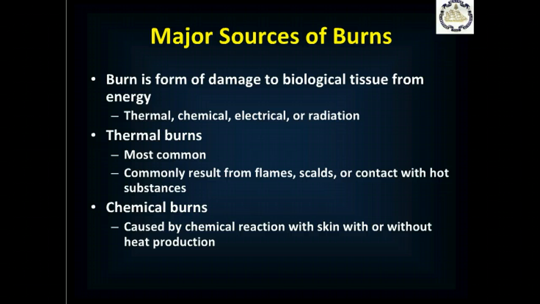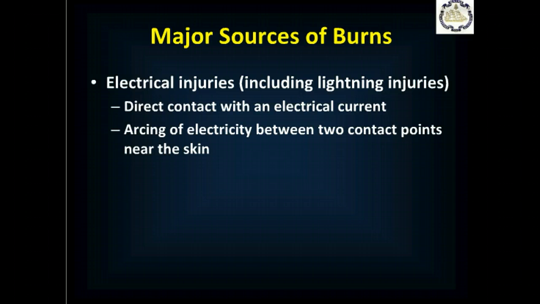Chemical burns are caused by chemical reactions with the skin, and there may or may not be a thermal component to that. Oftentimes it's simply just a chemical reaction. Electrical injuries, and we'll include lightning injuries with this, occur in 2 ways. There can be direct contact with an electrical current, so current flows through the individual from a voltage source to a ground, or there can be arcing of electricity between 2 contact points near the skin, and there tends to be a bit more of a thermal type injury, although there can be an electrical current injury component to that as well.